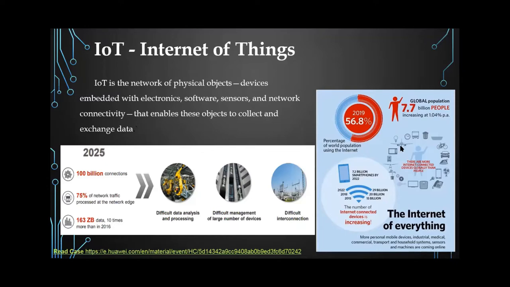Here are some pictures also given for your understanding. And one good piece of work from Huawei was there. The link is given over here. By 2025, 100 billion connections will be possible. Each connection could be from a device, from a person, or from some process. So you can say that a huge amount of data will be generated, like 163 zettabytes of data will be transmitted.